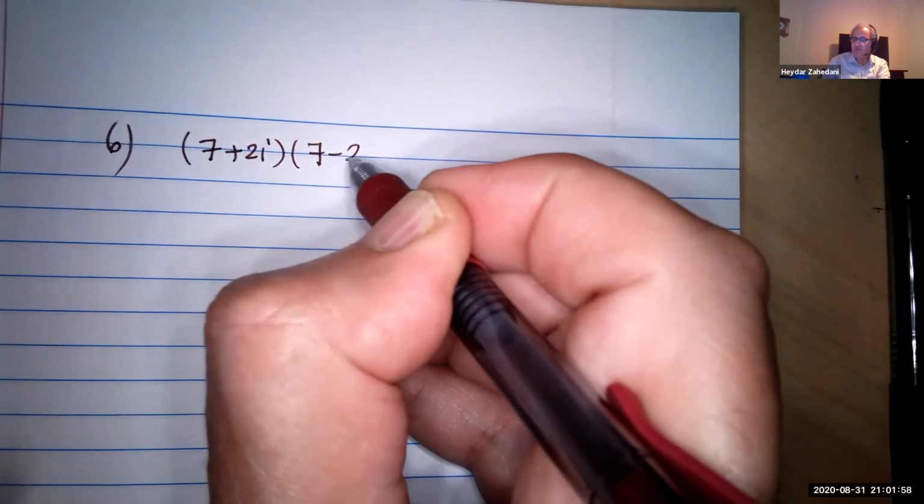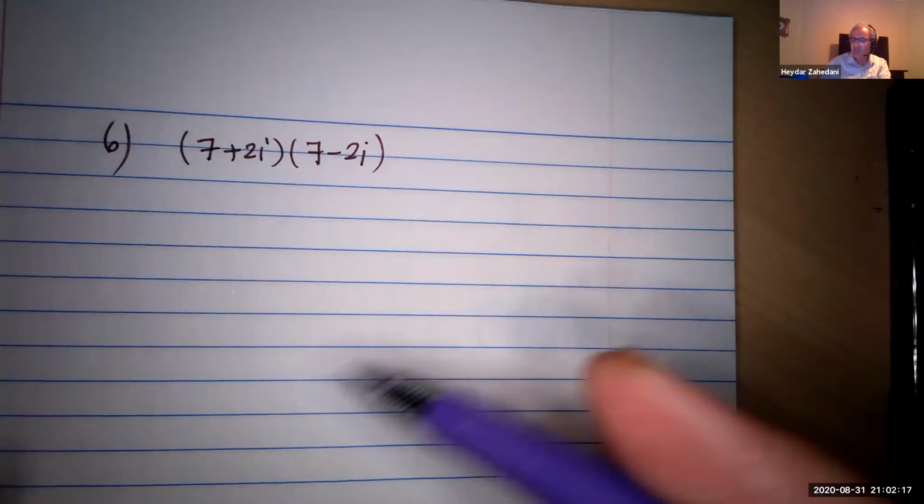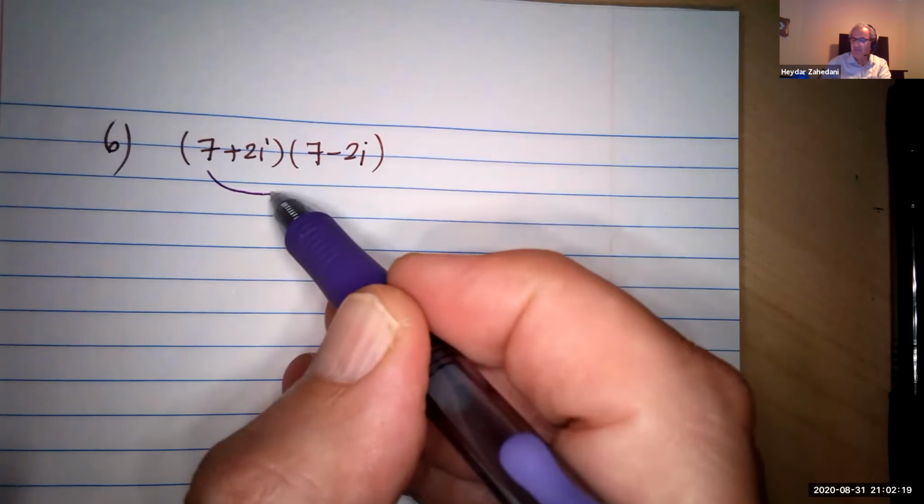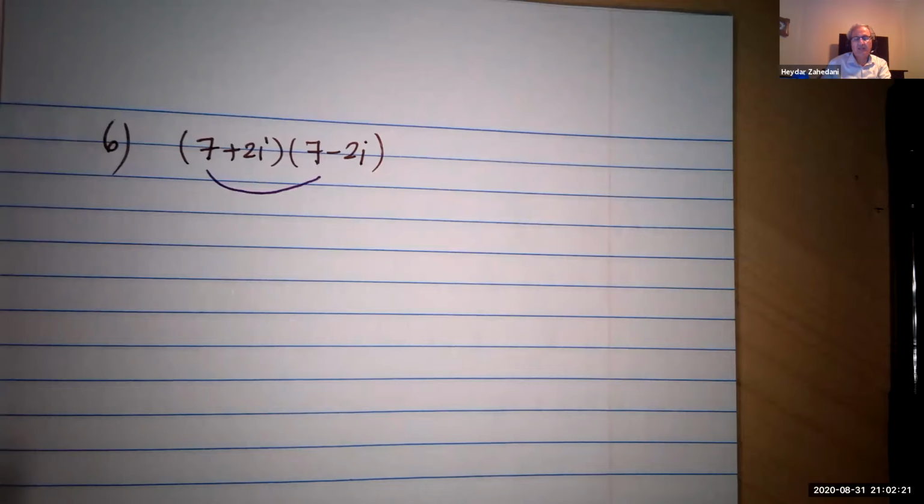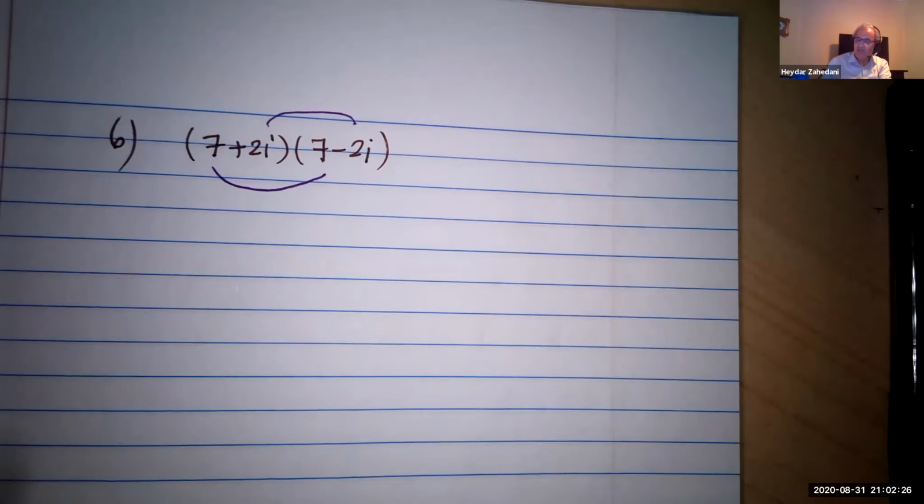Suppose you have 7 plus 2i times 7 minus 2i. Remember, it's like a plus b times a minus b, so that gives a squared minus b squared. So it's the same thing over here. You can go with the FOIL all together or just the special case. This is it: 7 times 7, 49, minus 2i times 2i.